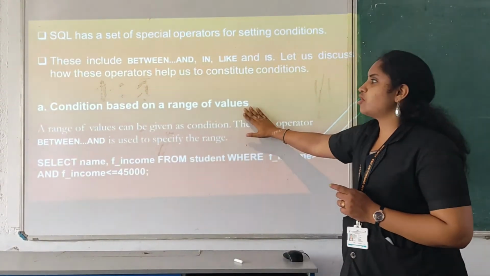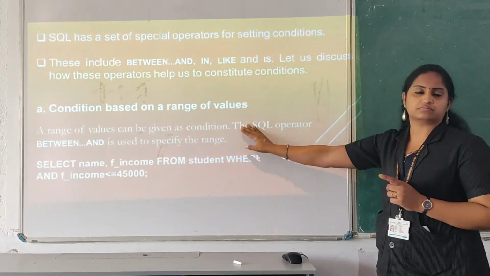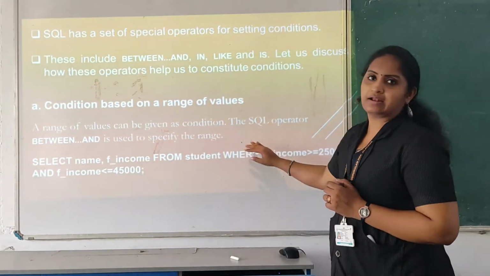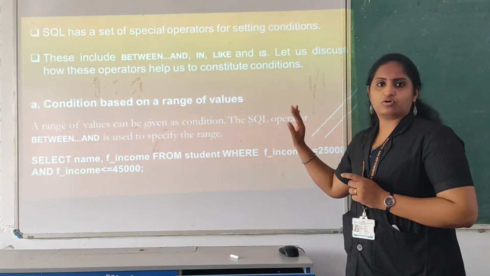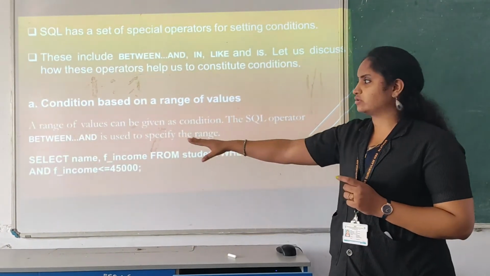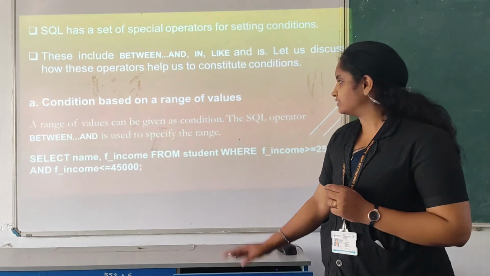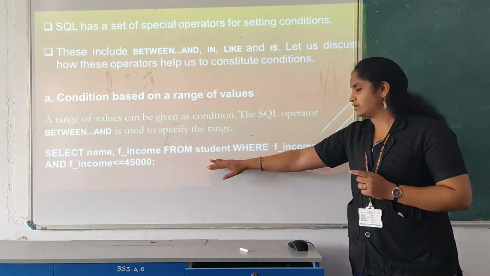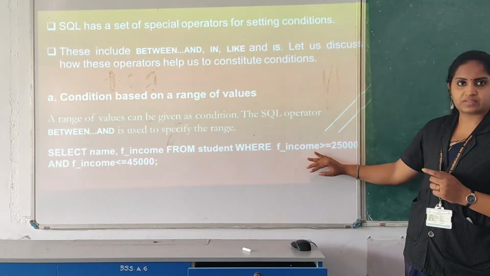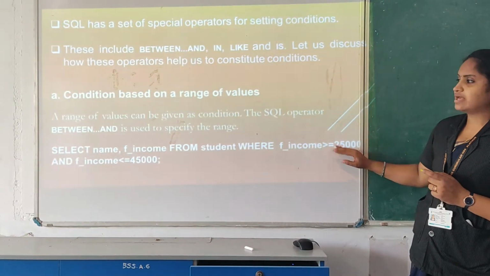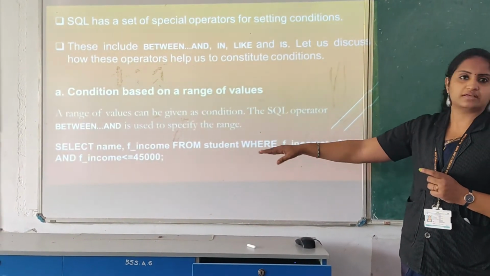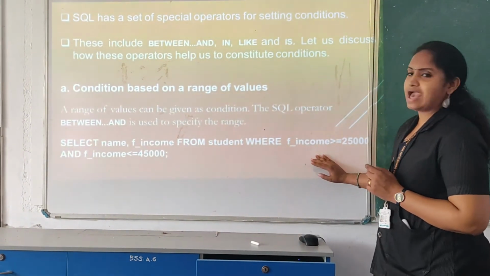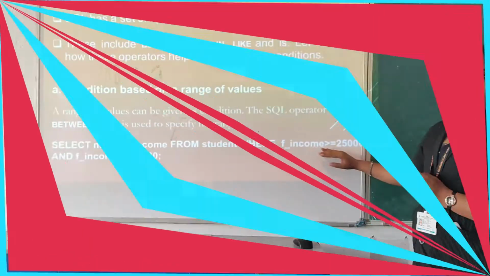And here, if you want to access a range of values, from this to this, that is the range, is it? So here you can use the values between and. If you are accessing the value using a range, you can use between and. Let's see an example. Select name and family income from the student table where family income is greater than or equal to 25,000 and family income is less than or equal to 45,000. Like this you can enter using the and operators, if you want to use between the content.